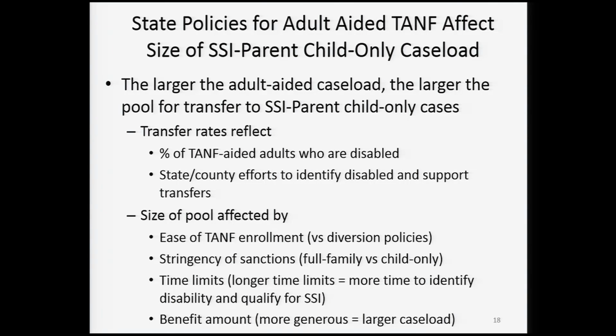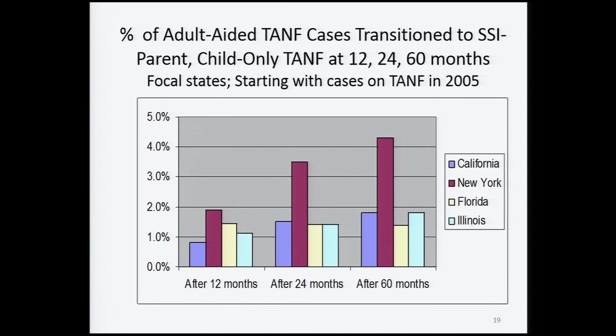I think I'm going to skip this slide and go to this one, which looks at the percent of adult-aided TANF cases that transition to SSI-Parent child-only from the data we collected at 12, 24, and 60 months. And what you see is that there's one state that looks different from the other three. That's the state in red, which happens to be New York, has a much higher transition rate, and lo and behold, it's one of the states that actually makes transition a state policy or a state priority.